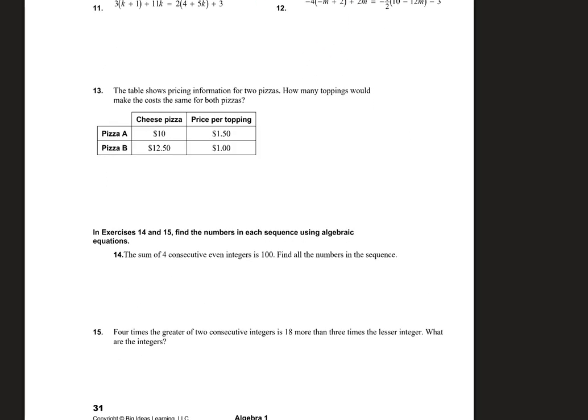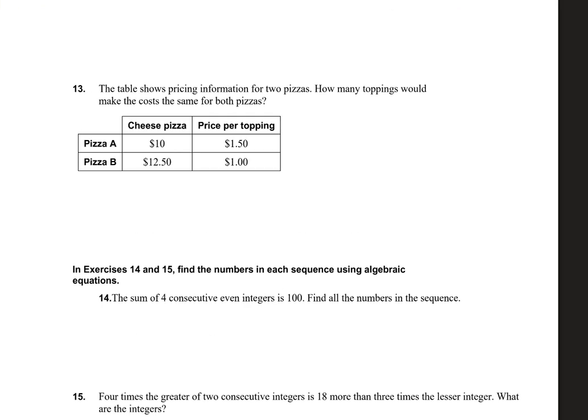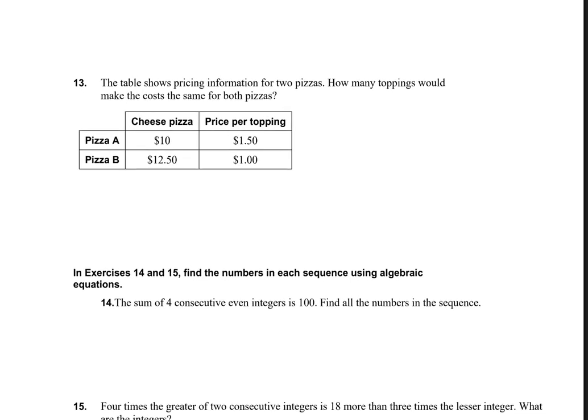Down here, let's see. I guess I'll go ahead and do 13. I'll start 13 with you. The table shows pricing information for 2 pizzas. How many toppings would make the costs the same for both pizzas? We touched briefly on independent and dependent variables.